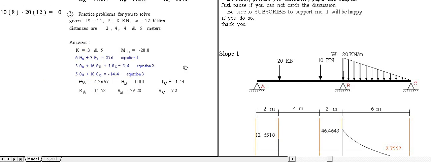Okay, that ends the lecture for this beam using the slope deflection.